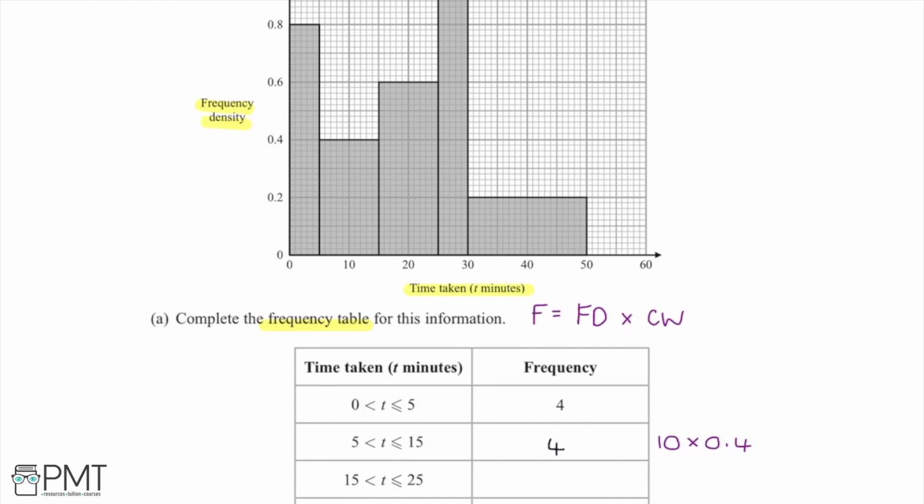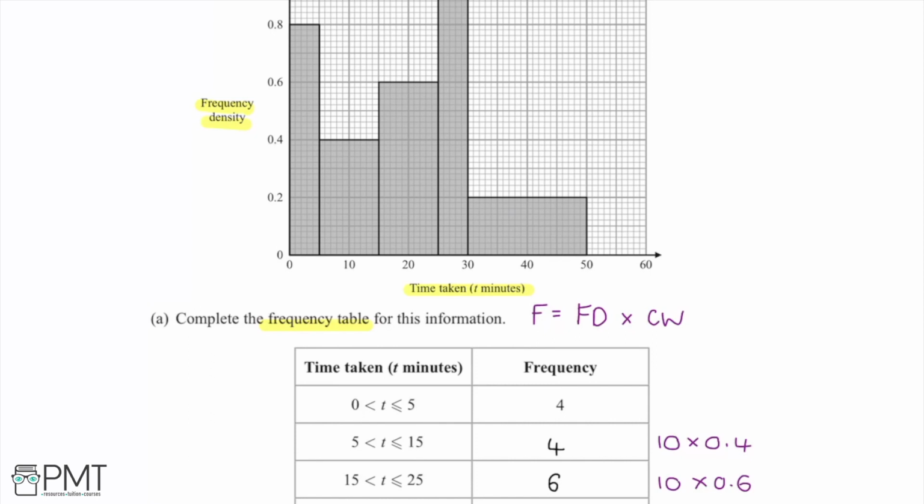Similarly, for the second bar, for the next one along, we've got the class width 15 to 25 here. This bar has a class width of 10, it's got a height of 0.6, so a frequency density of 0.6. So we're going to have 10 multiplied by 0.6, and that gives us an answer of 6.